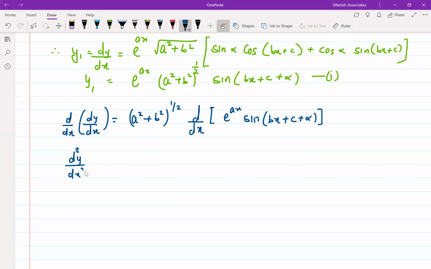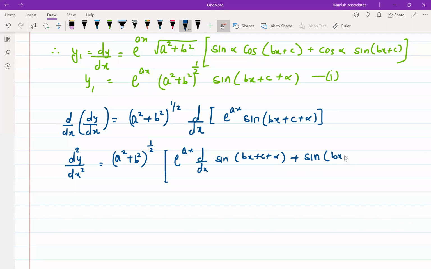I repeat, the derivative of first order is second order equals, this will remain as it is. And you have application of the UV rule. So it's going to be, again, the same thing: e raised to ax into d by dx of sine of bx plus c plus alpha, plus sine of bx plus c plus alpha into d by dx of e raised to ax. Okay.